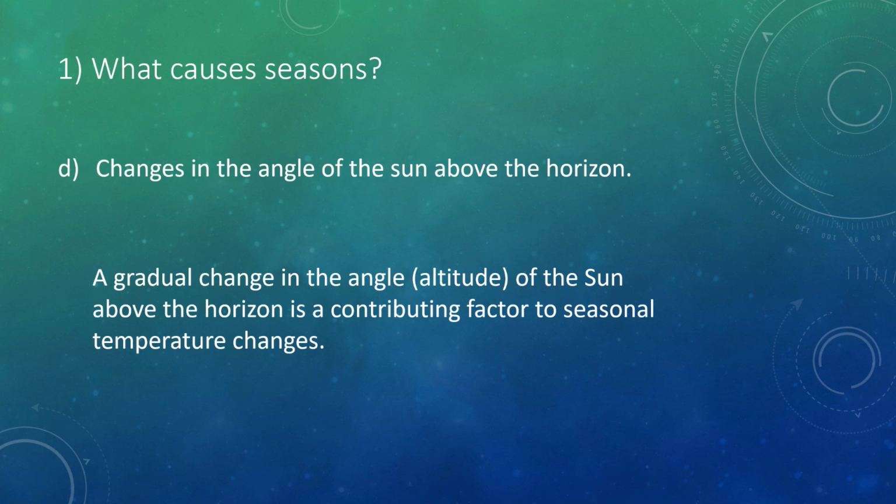So a gradual change in the angle or altitude of the sun above the horizon is the contributing factor to seasonal temperature changes. So remember, the sun is either high or low in the sky and takes longer or shorter paths.